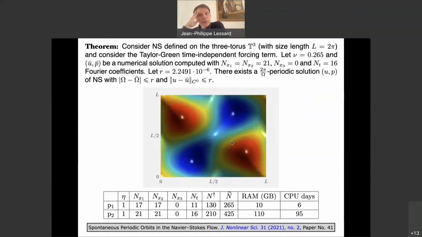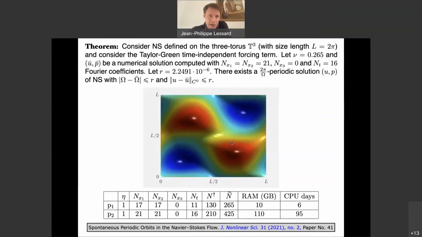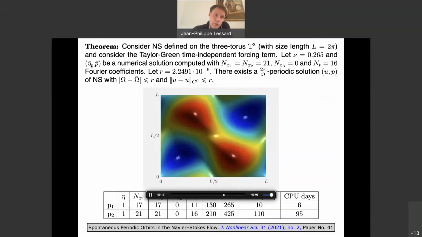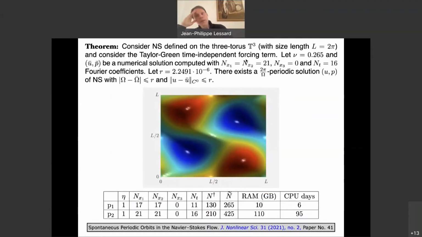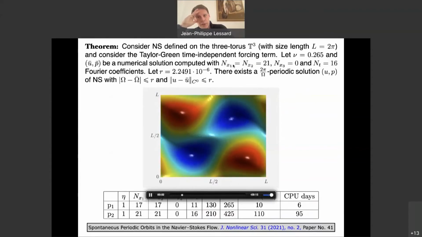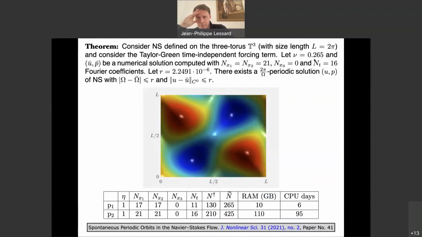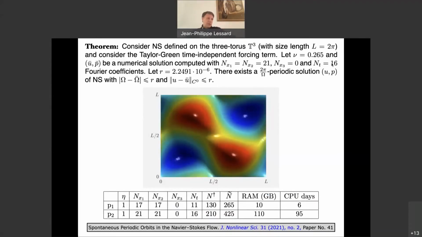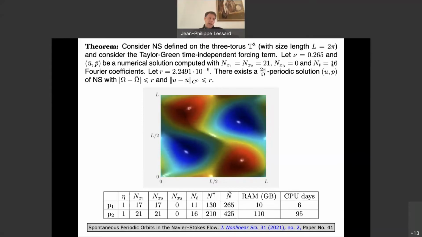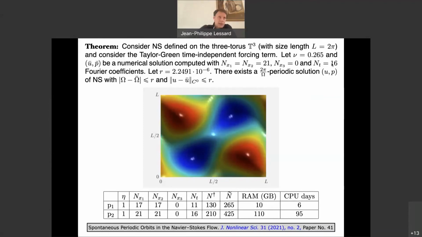So this is a computer-assisted proof. In that case, the kinematic viscosity is 0.265. U-bar, P-bar are the numerical approximations. We computed them with 21 Fourier modes in space and 16 in time. In that case, that periodic motion is still two-dimensional because the forcing terms, from the viscous equilibrium, there's a Hopf bifurcation, and that leads to a two-dimensional periodic motion. So it doesn't really have anything interesting in the third one.